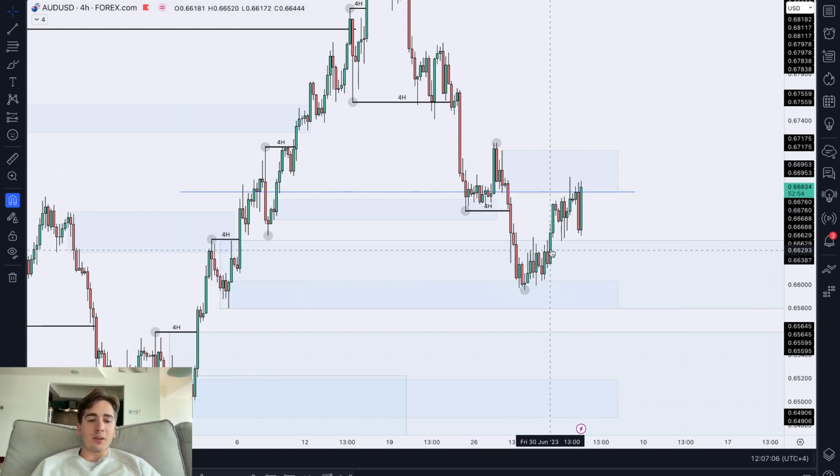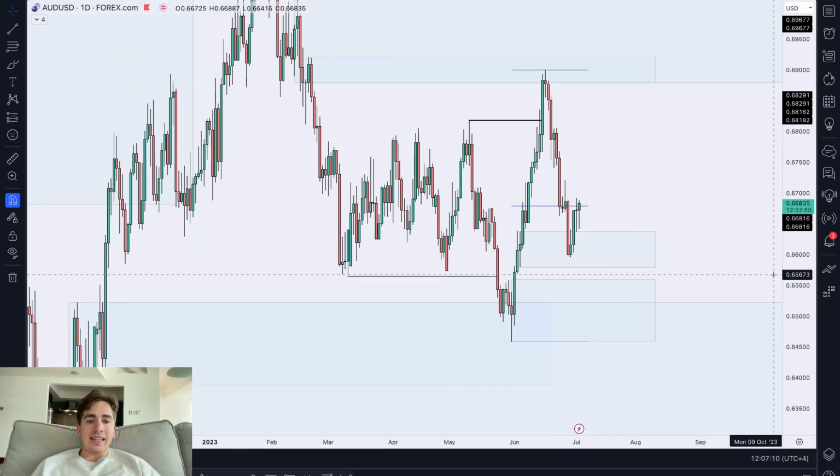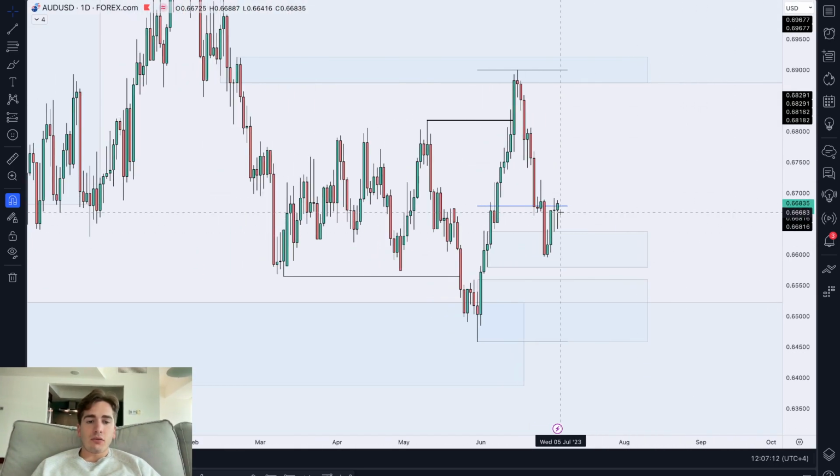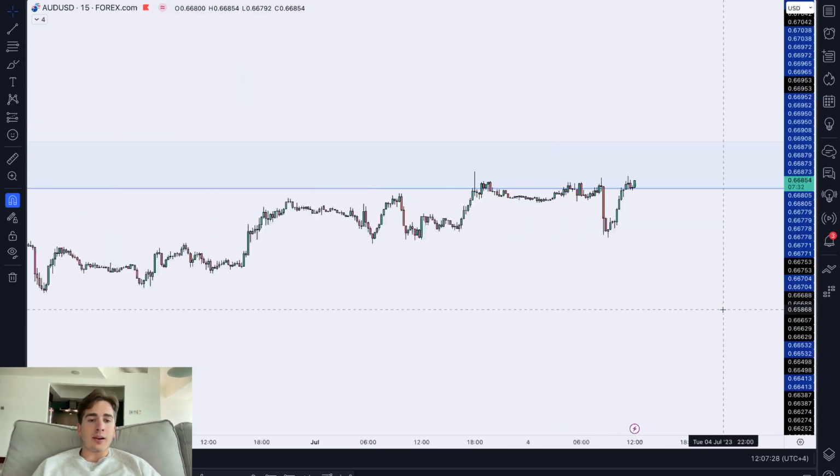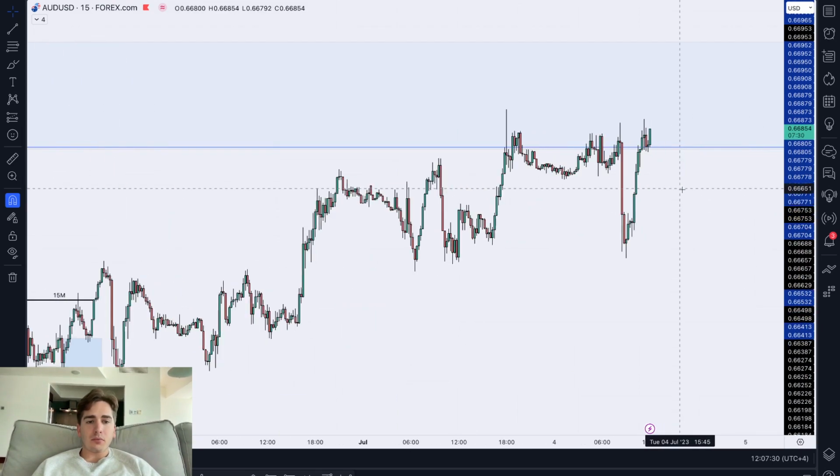Of course, this demand did not achieve anything, but we do know the overall daily time frame is still bullish, and overall the daily is looking good to move up higher and potentially take out this area of supply, which did not achieve anything. So just keep that in mind when trading Aussie dollar. At the moment, shorts do not really look that good, especially if this 4-hour candle closes bullish.